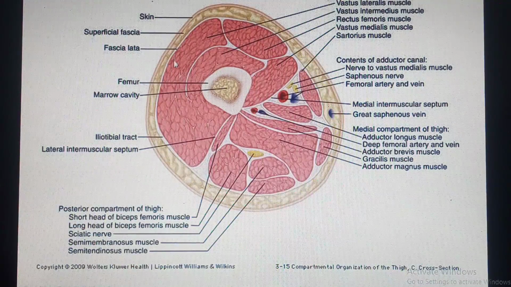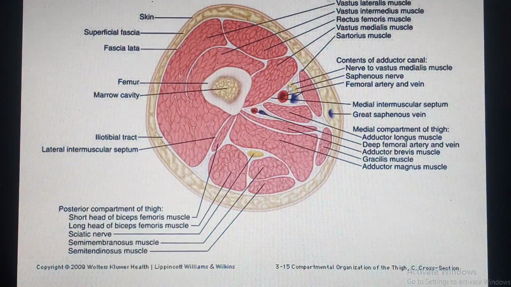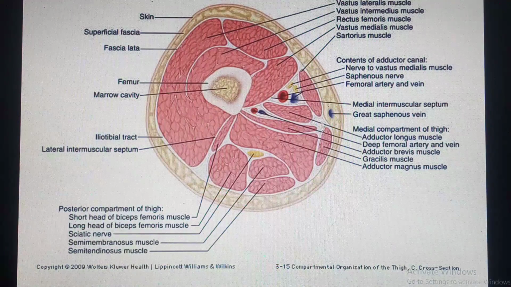Now if we get to the medial compartment of the thigh, by the way, just before I get to the femoral triangle, there will be a septum, which we call the medial intermuscular septum. This septum separates muscles of the anterior compartment of the thigh from muscles of the medial compartment of the thigh. So that is what we are going to find there.